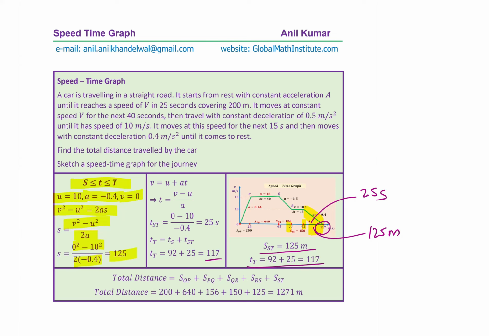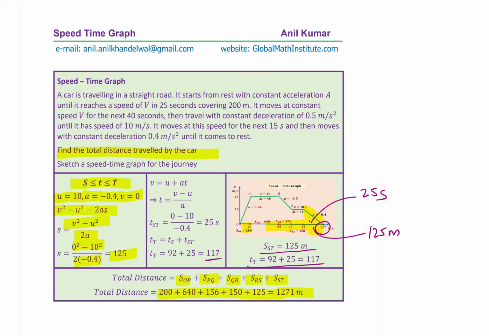Now from here, we can find the total distance, adding up all the distances which we have measured so far, the distance from O to P, P to Q, Q to R to S, and S to T. So these are the distances. 200 given to us, then we found 640, 156, 150, 125. Adding them, we get 1271 as the total distance, right? So we have found the total distance traveled by the car at this stage.